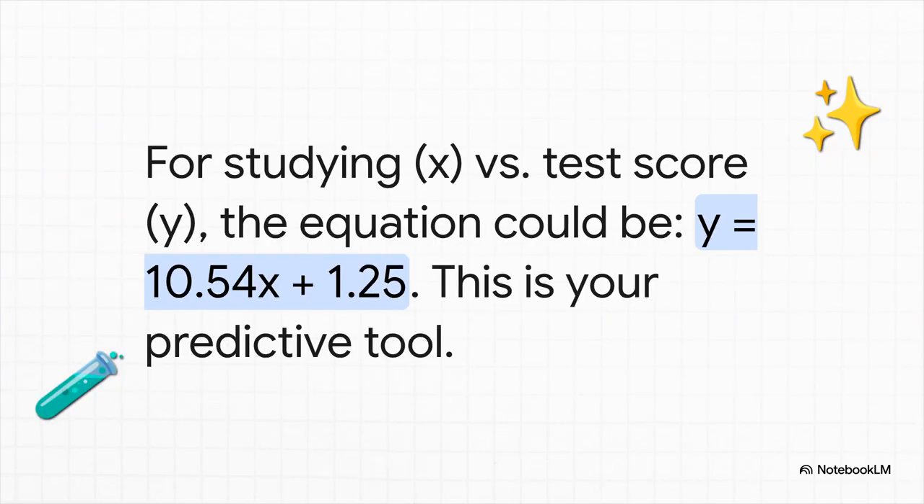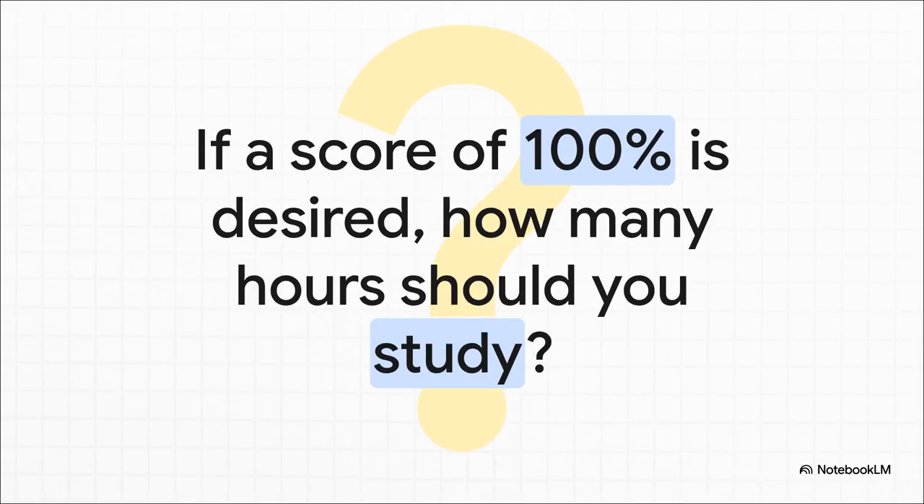For instance, let's go back to our studying example. After running a regression, you might get an equation that looks something like this. This formula now perfectly describes the relationship between the hours you study, which is X, and your test score, which is Y. And this is where it gets really powerful. We can now ask questions about data we don't even have. Like, what if you want to get a perfect score, 100%? Can our equation tell us how long we should study to make that happen?